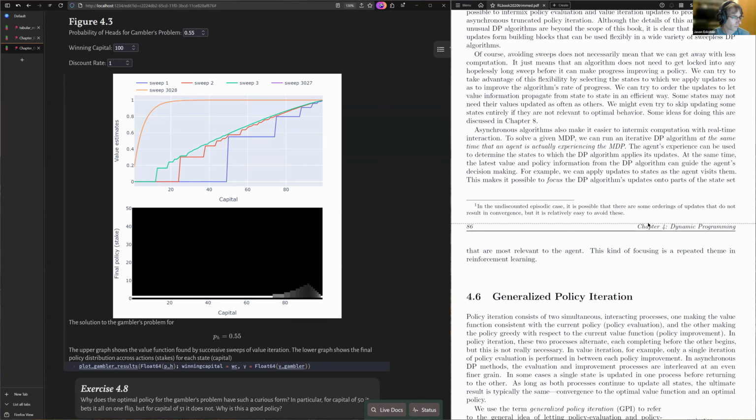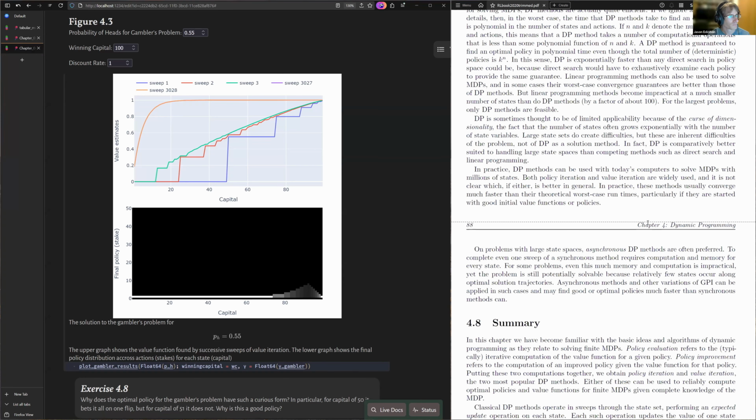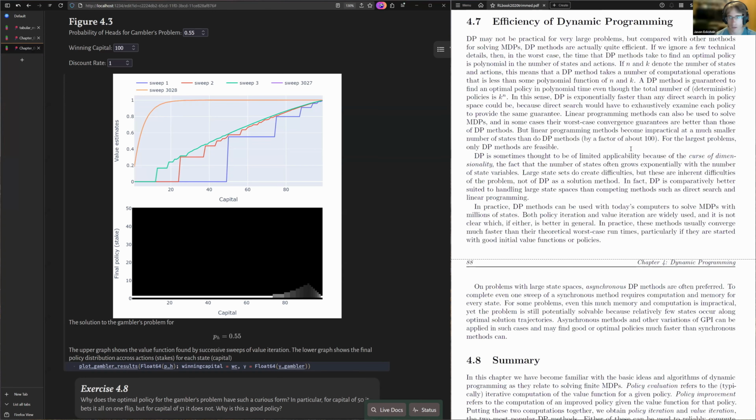Here we can talk about the efficiency of dynamic programming. These techniques, even though they appear they could be somewhat inefficient, work as follows: if n is the number of states and k is the number of actions, you can show that in the worst case scenario these methods converge in polynomial time as a function of the number of states and the number of actions.